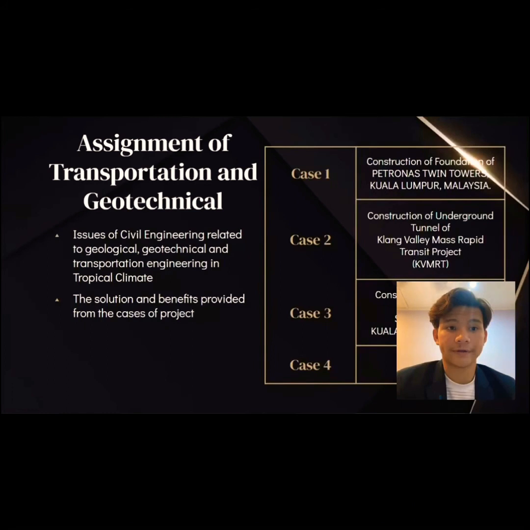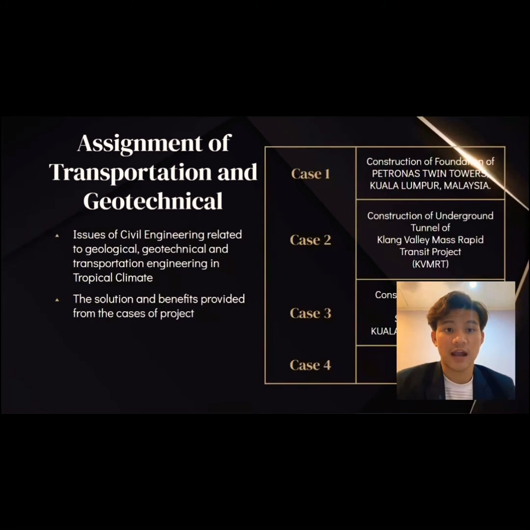So the next one is about the flood and traffic 2-in-1 smart tunnel in Kuala Lumpur, Malaysia. Actually, the objective of this smart tunnel is for flood mitigation and to reduce traffic congestion. The reason is because of rapid economic and population growth, which make the traffic congested and floods happen a lot. So that is the reason why the smart tunnel was constructed.